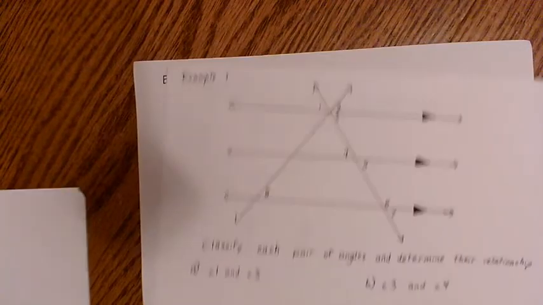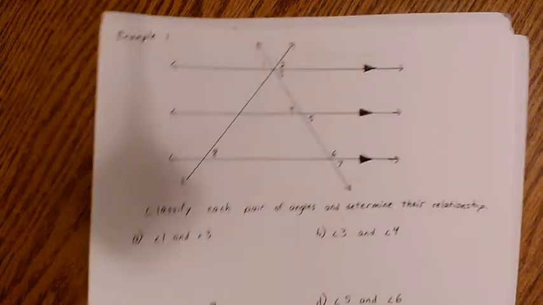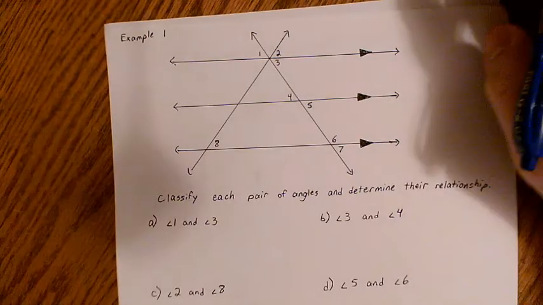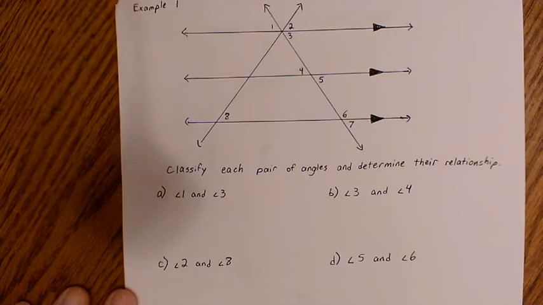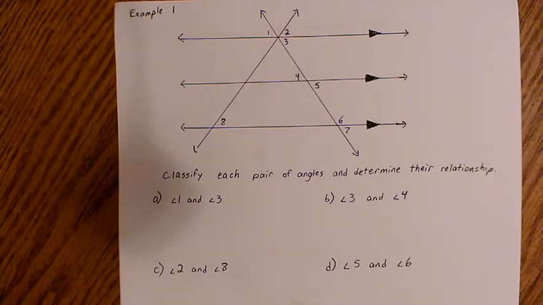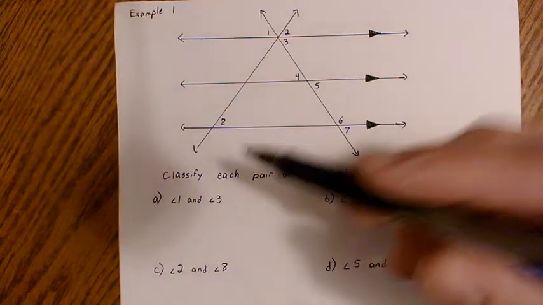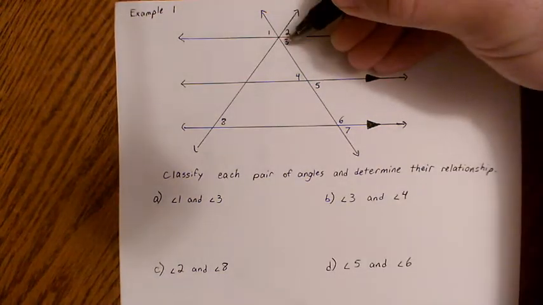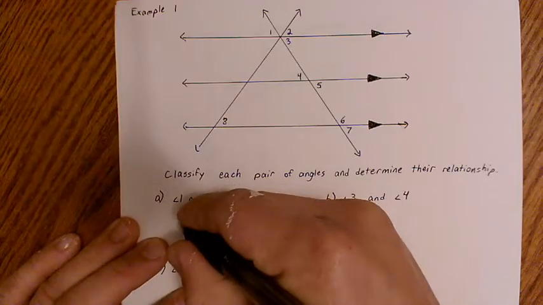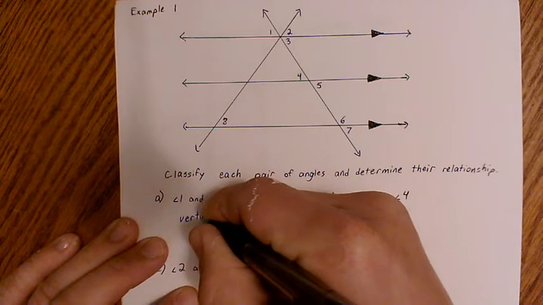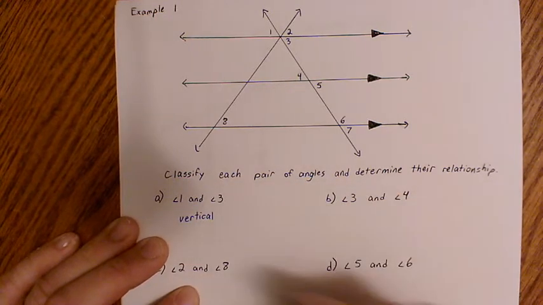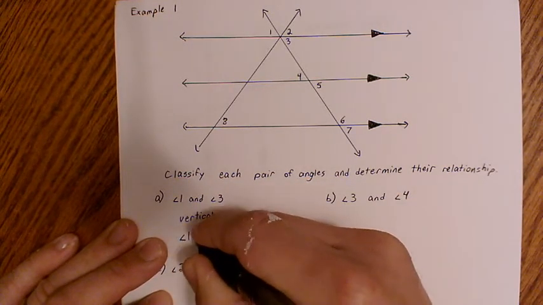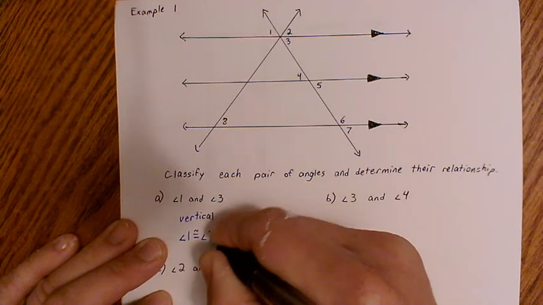All right, speaking of, let's go ahead and move on to those examples here. We're just going to go through a set of problems where I'm going to classify each pair, and then I'm going to determine their relationship. Angle 1 and angle 3, I would say that those are vertical angles. So I'm going to write vertical. The relationship is that they're congruent. Angle 1 is congruent to angle 3.